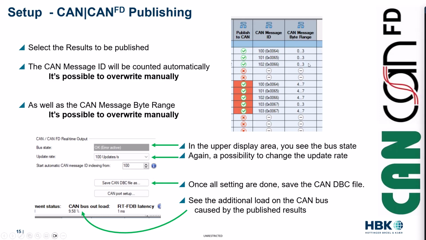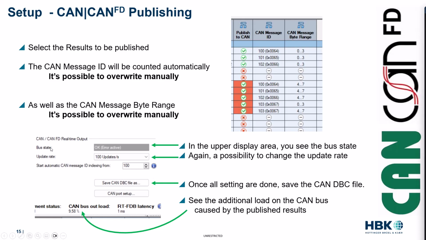The same belongs to the byte range, as we always use 4 bytes, lower 4, upper 4 bytes. For our signals, you can use the predefined selection, or you can choose something you want to select by yourself.